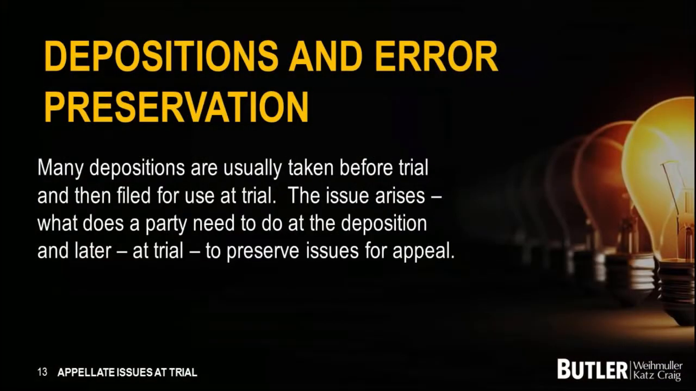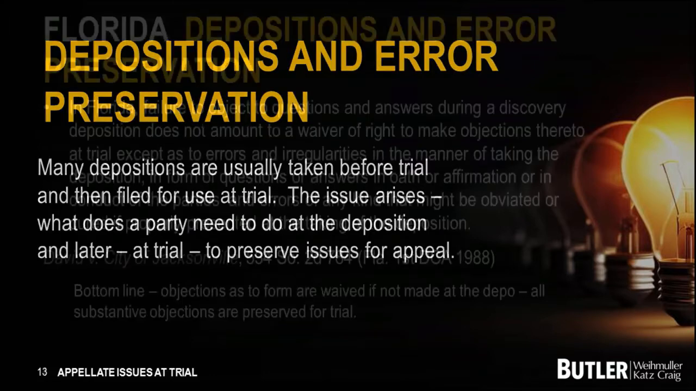Depositions and error preservation. I get questions on this a lot. Of course, many depositions are usually taken as part of the whole pretrial discovery process and filed for use at trial. You don't call every witness live at trial, and oftentimes you will read many different deposition transcripts and excerpts from depos at trial. So the question that I get is, what do you need to do at a deposition or later at trial to preserve issues related to that deposition for appeal?